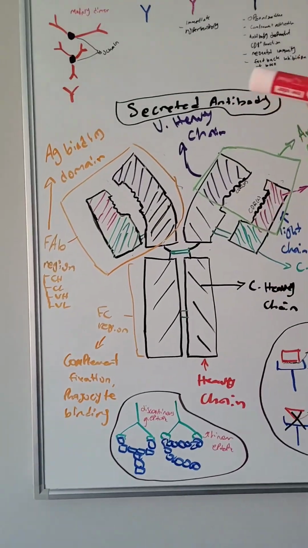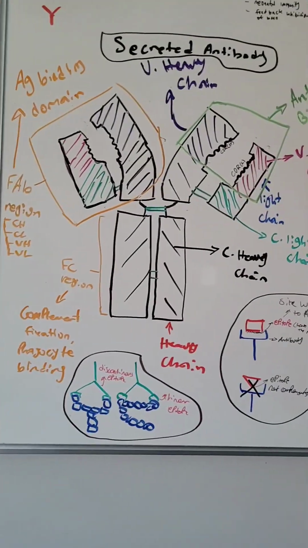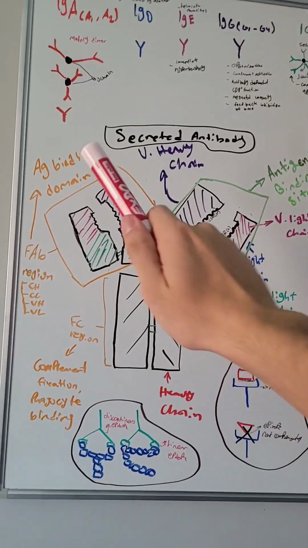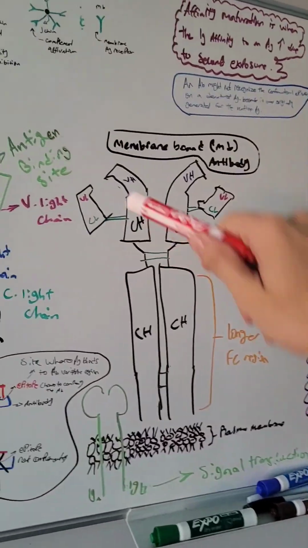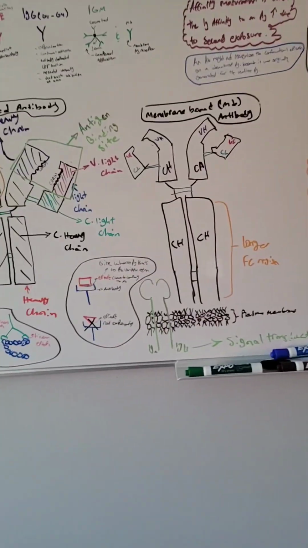And just remember that each B cell can only have 1 light chain isotype at a time. Okay, so I can't have a kappa and a lambda here. It has to be a kappa, kappa. This one, for example, this could be a lambda and a lambda. Okay? Okay, that gets that done.